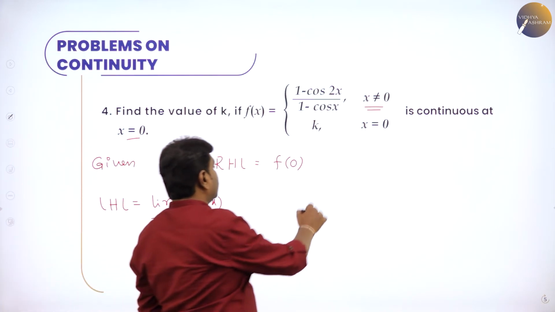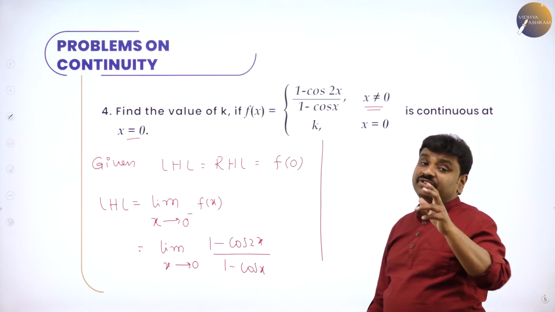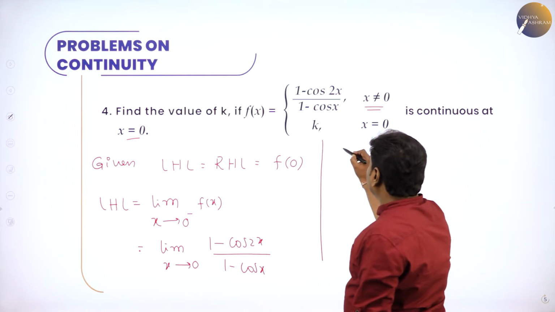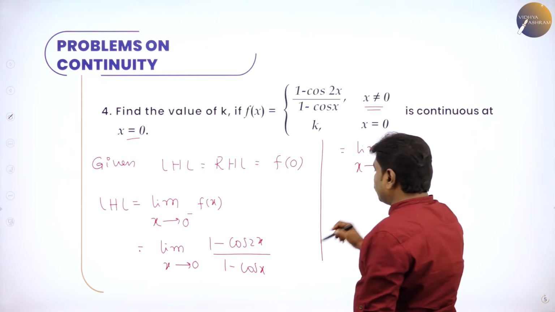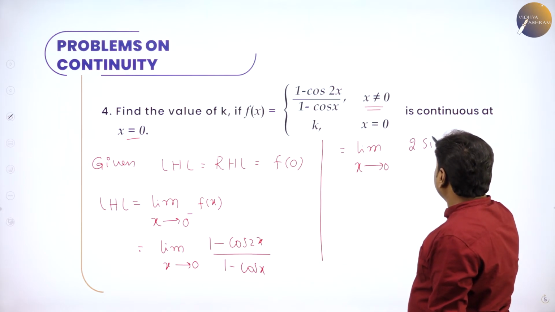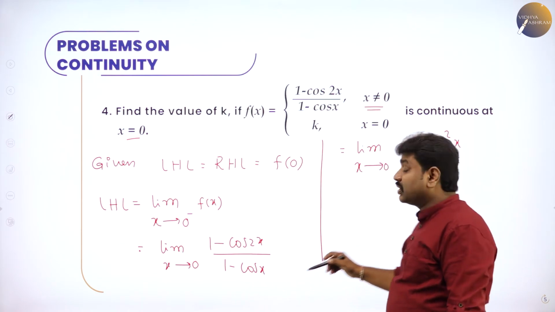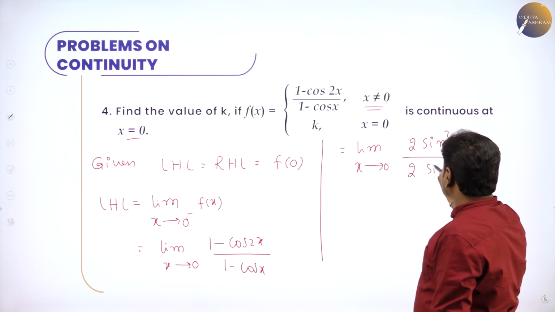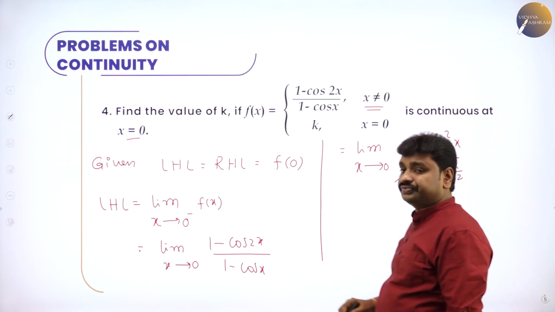So now how to simplify? I told you why we need to simplify. If you directly apply the limit, you'll get 0 by 0, which is indeterminate. So I should simplify. We'll use the multiple angle formula. Limit x tends to 0. What is 1 minus cos 2x? 1 minus cos 2x is 2 sin square x, divided by, what is 1 minus cos x? 1 minus cos x is 2 sin square x by 2. Now I can cancel 2 and 2.